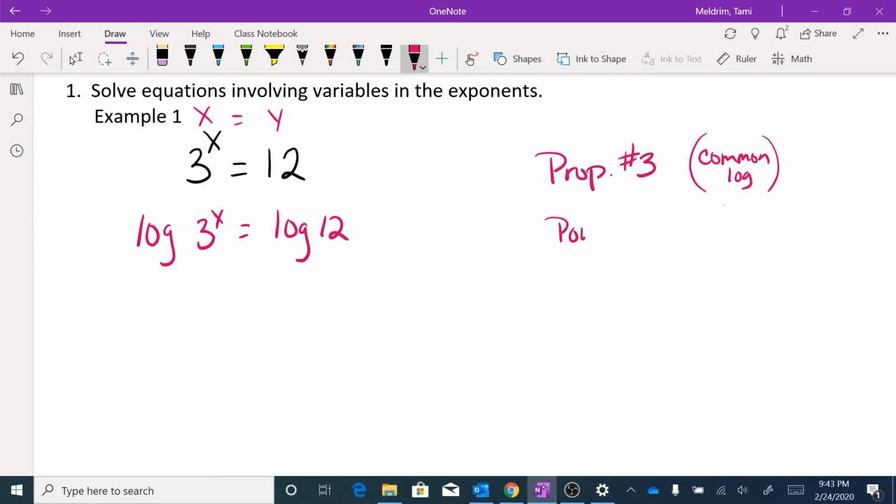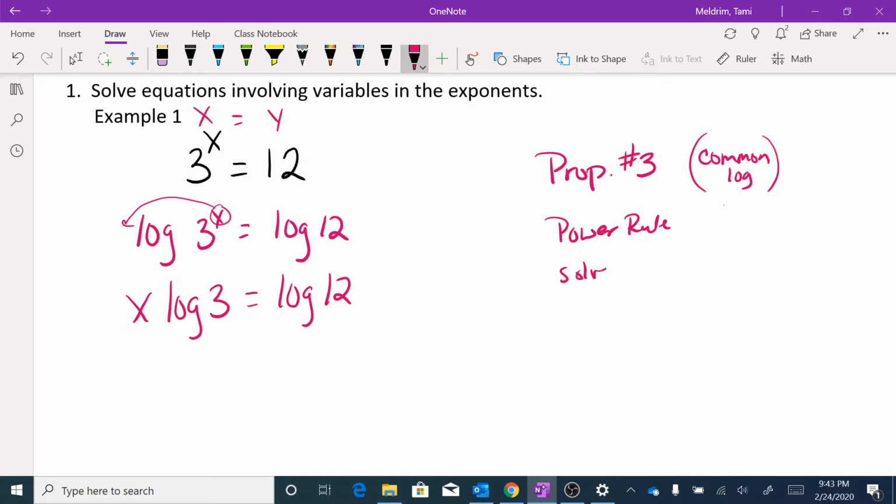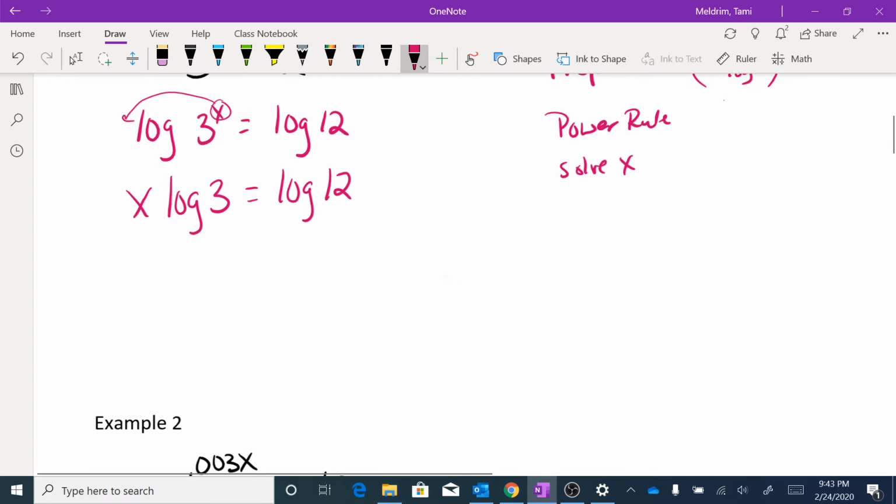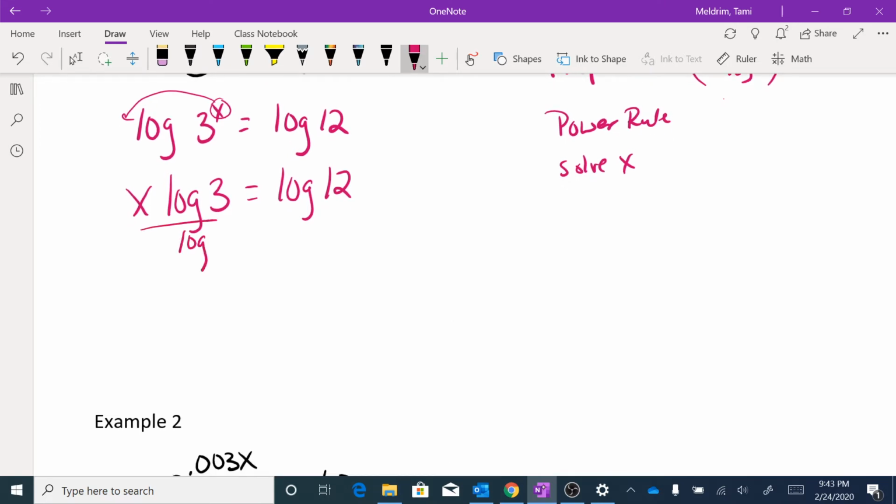Then I'm going to use my power rule. Because my x is an exponent and I don't want an exponent, I can bring that x down. Remember the exponents go to the front. So now I have x times the log of 3 equals the log of 12. Well, how am I going to solve for x? I'm just going to divide both sides by the log of 3. So x equals the log of 12 divided by the log of 3.